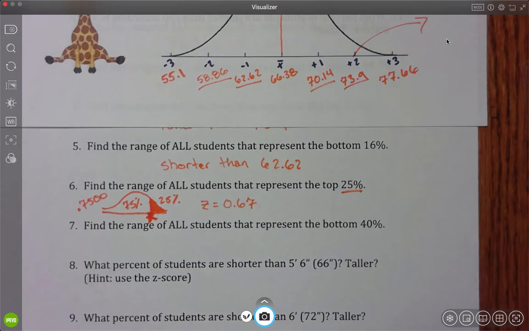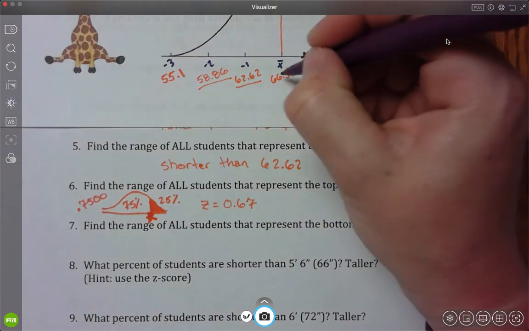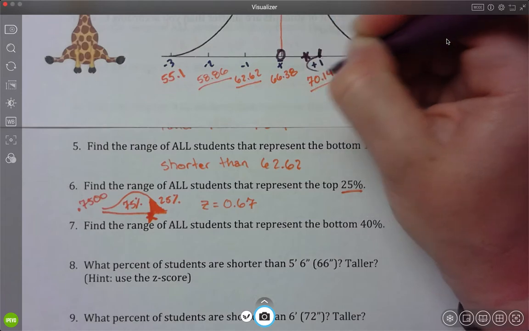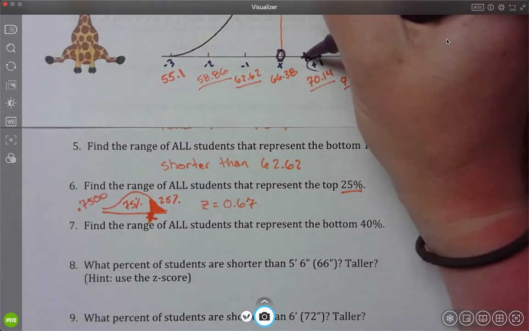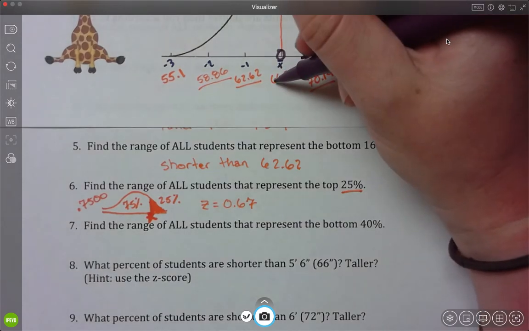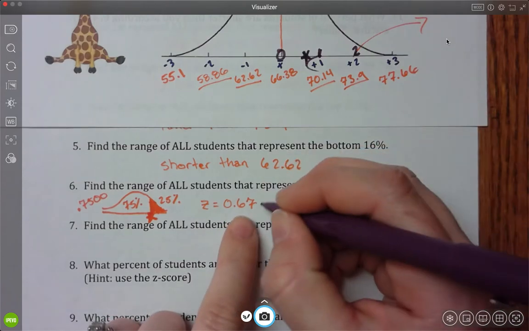Okay. Now there's a couple more things that I have to do. I have to transfer that to a height. So 0.67 is going to be a z-score that's about right here. This would be the z-score of 0, this is a z-score of 1, a z-score of 2. That's what these numbers do down here for me. So 0.67 is going to be that guy right there, and I need to figure out what height that is. So it's somewhere between 66 and 70 inches, something like that, right? But how do I figure out what that is exactly?